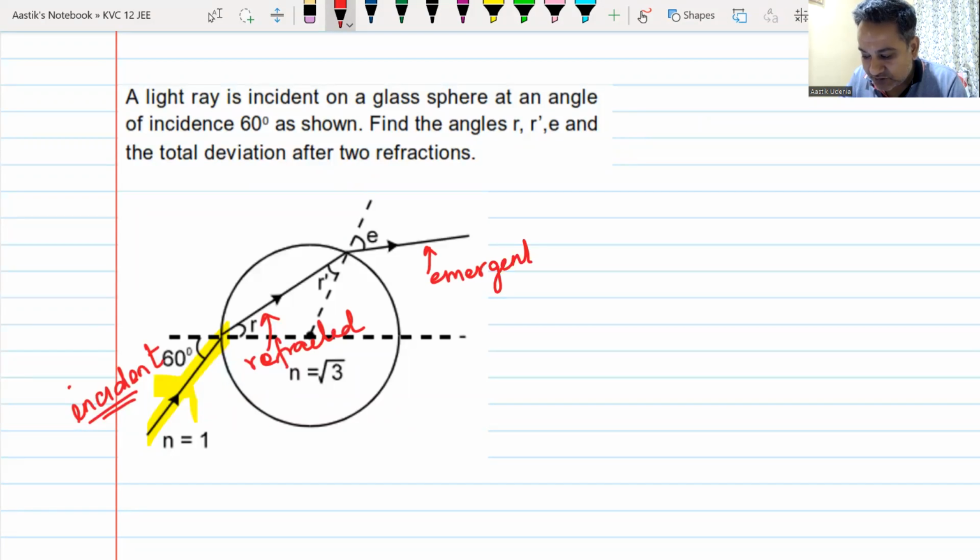Do we understand this terminology? Incident, refracted, emergent. Yes or no? Yes, sir. So whenever they ask you deviation, which is total deviation, that means they're asking you the angle between your actual direction, the initial direction, and your final direction. So they are asking you the angle between the initial and the final direction, my dear friend. Do you understand this?